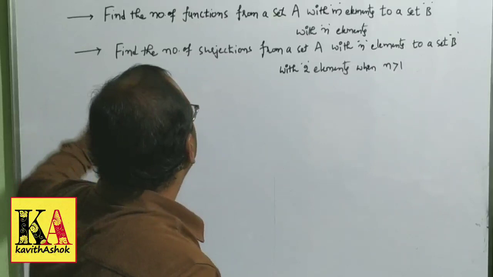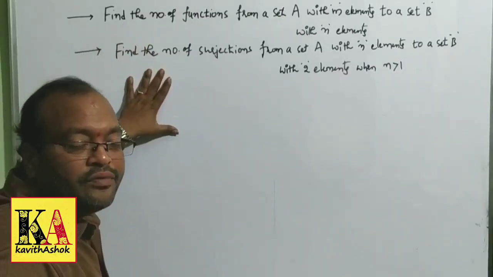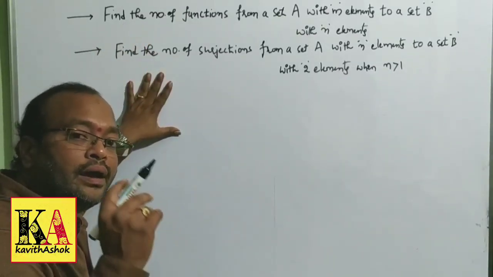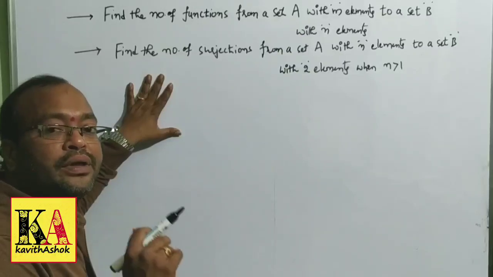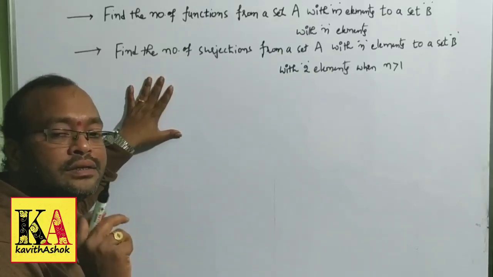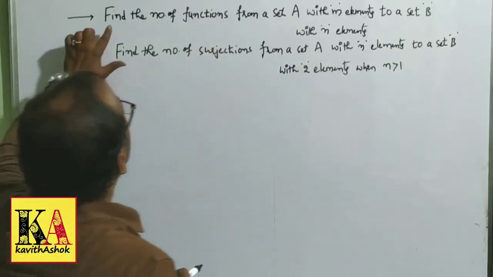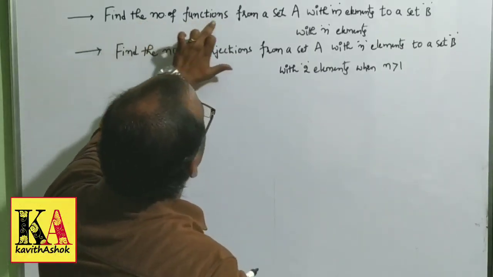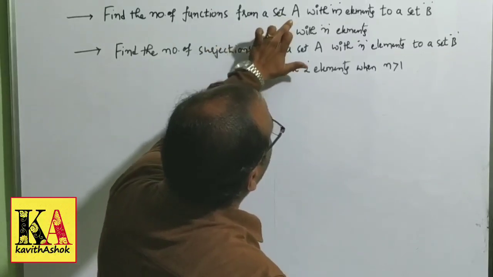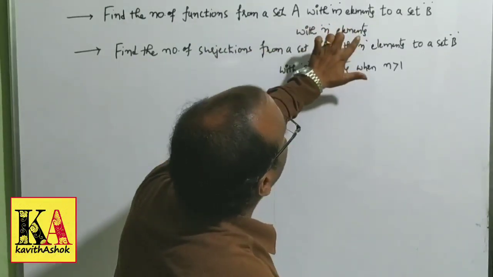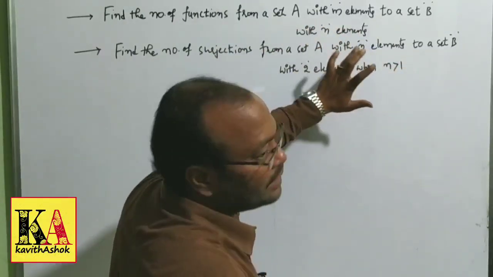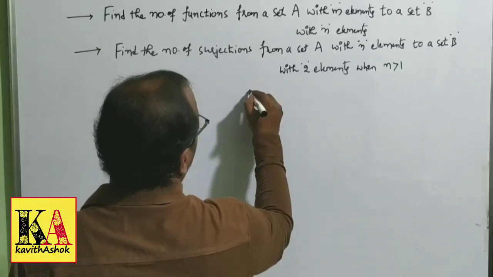These 2 problems are very important for 2 marks questions and also for competitive exams, as well as mains. So listen carefully to what is given. Find the number of functions from a set A with m elements to a set B with n elements. We will solve it like this.